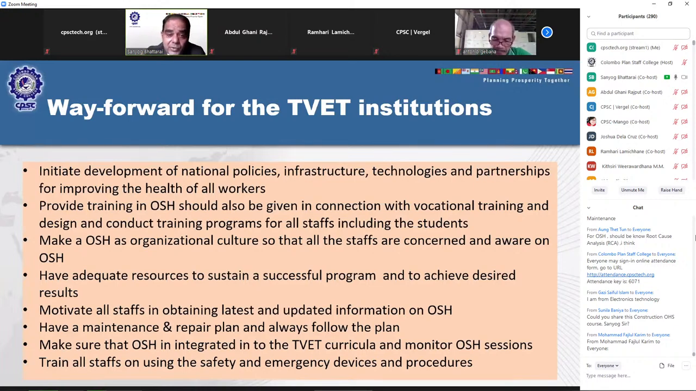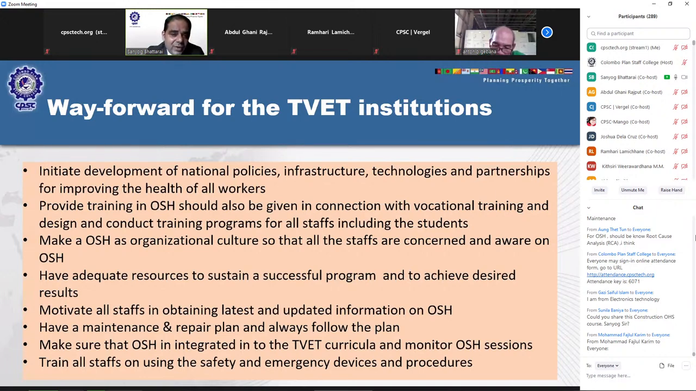Initiate development of national policies. This was already discussed by the DG sir. Initiate development of national policies, infrastructure, technology, and partnership, improving the health of workers. Industry partnership is very important, as are other social organizations and the chamber of commerce. The partnership is important.